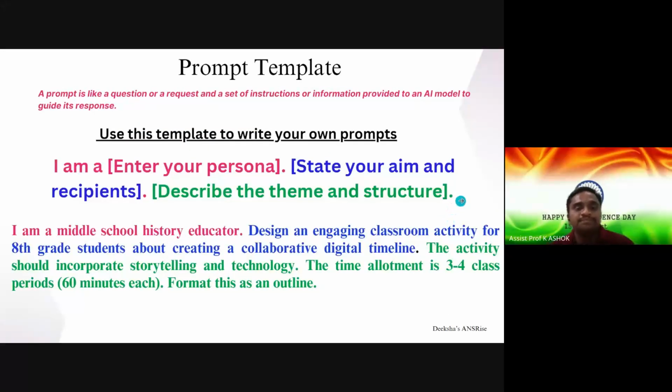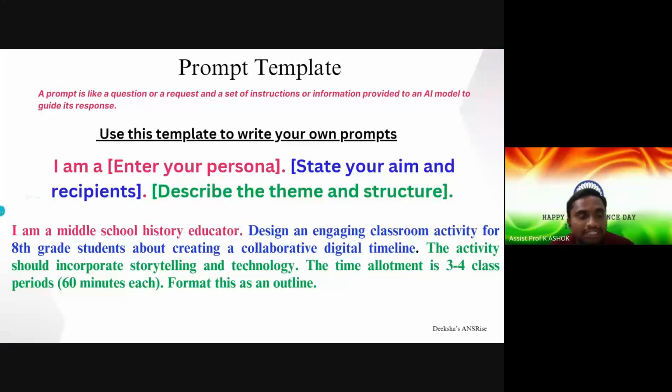This is the prompt template we have to use every time. Here you can see the template of the prompt. A template means something like a predefined message. So you enter your persona, who you are. After that, state your aim and your target audience. After that, your theme and structure. For example, I have given a particular prompt here. I am a middle school history educator.